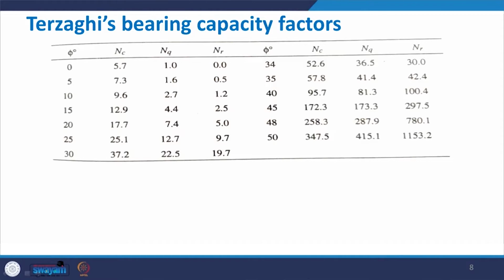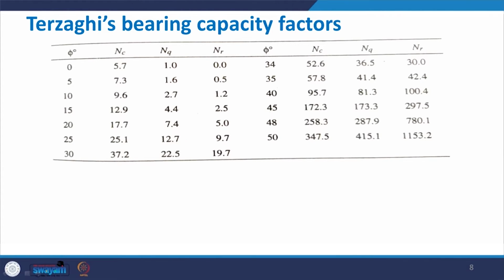In this table you can see that there are 5 values in the first 4 columns. Phi is listed in the first column, then second, third, fourth are NC, NQ and N gamma, and then this is repeated. So, the value of phi in this table goes from 0 to 30 and then 34 to 50. So, you see in this table, as the value of phi increases, all of NC, NQ and N gamma increase. However, this increase is not linear.